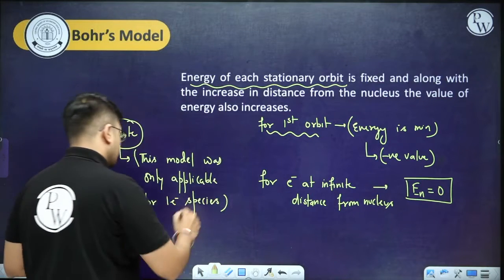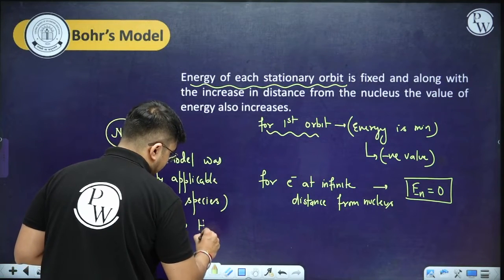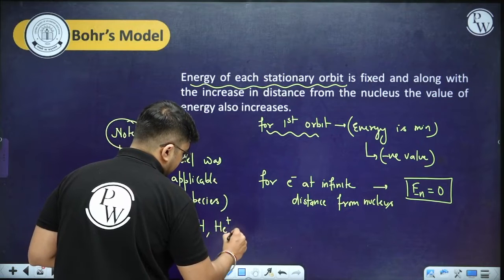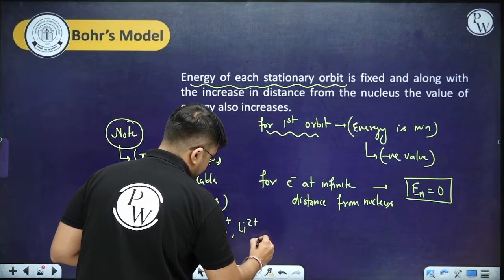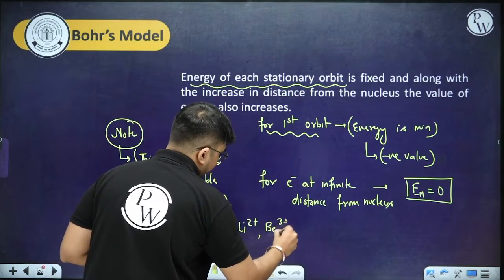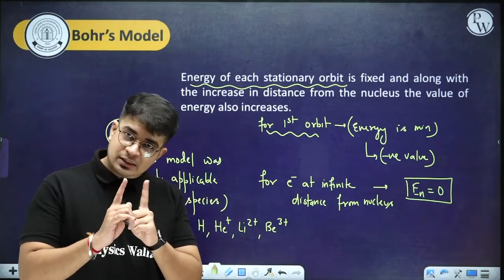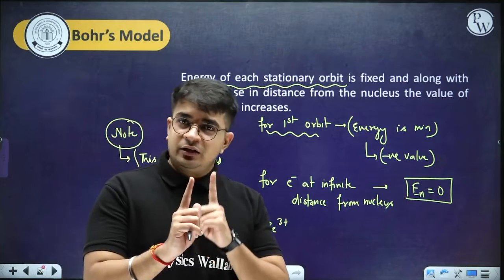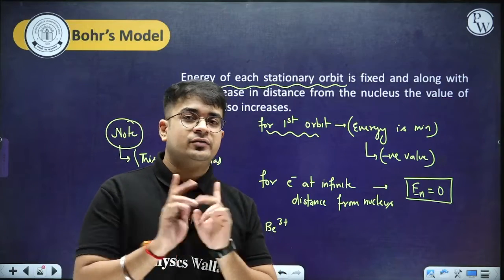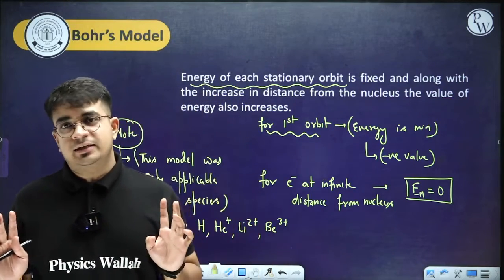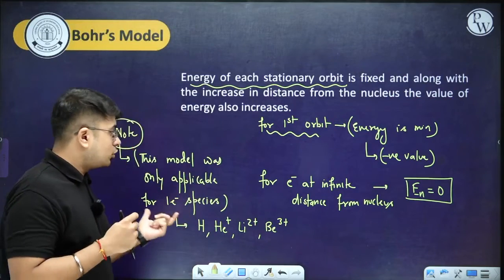So this particular model is able to explain hydrogen, He+, Li2+, Be3+, and so on, because every species only contains one electron. So you can only work on one factor, the force of attraction between the electron and the nucleus. That's the only thing. So this is the ideal model, I can say.